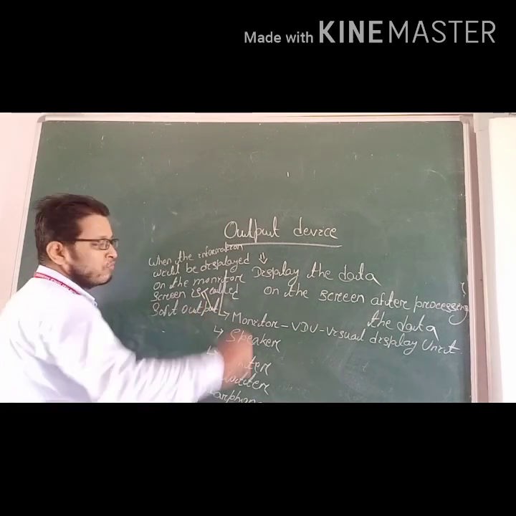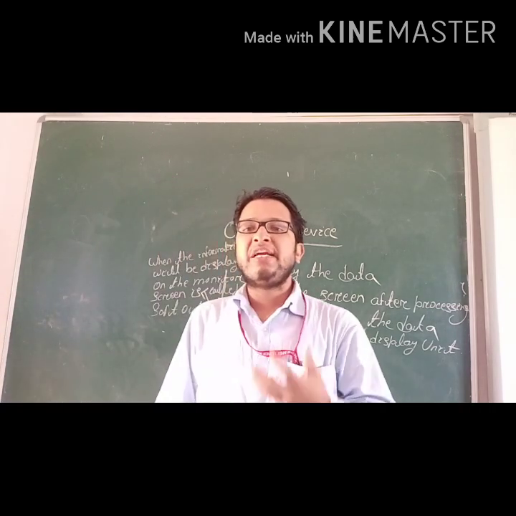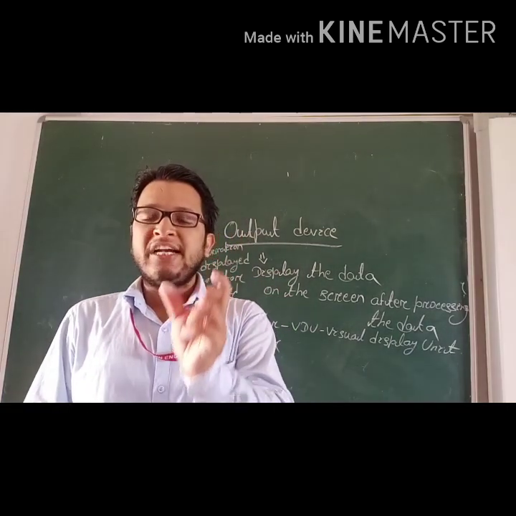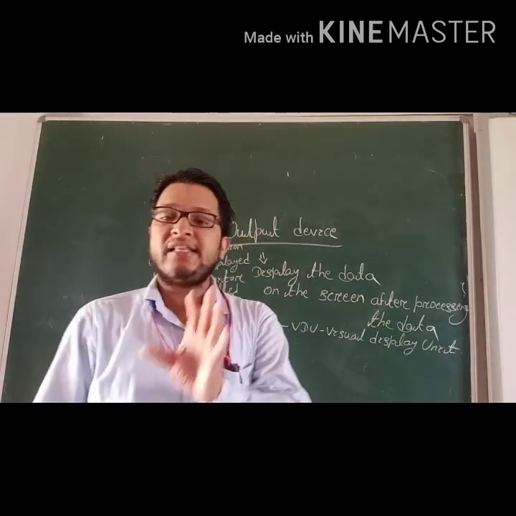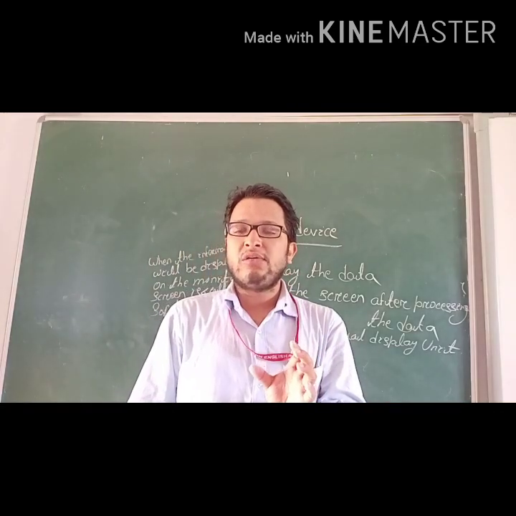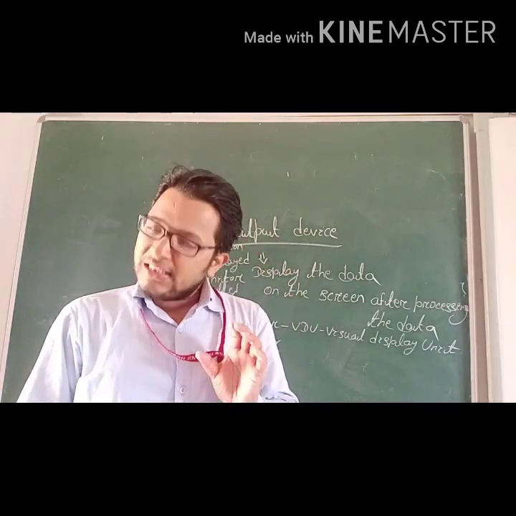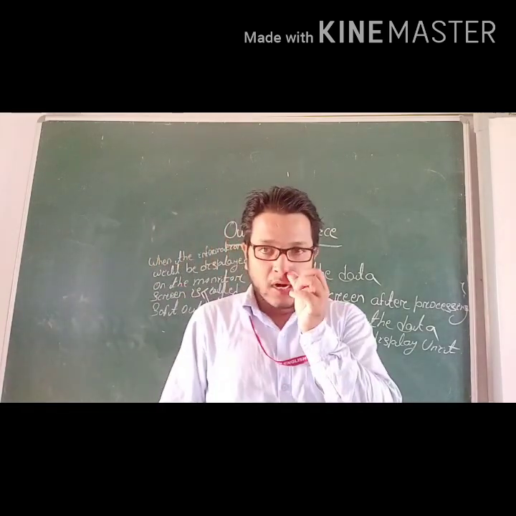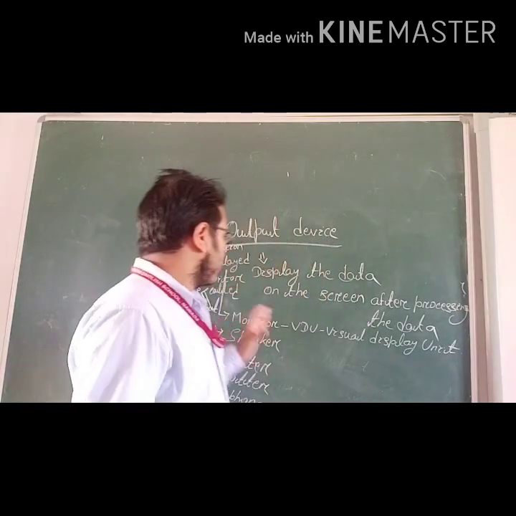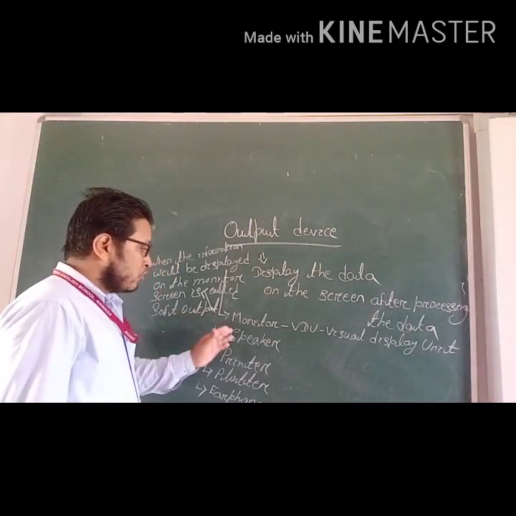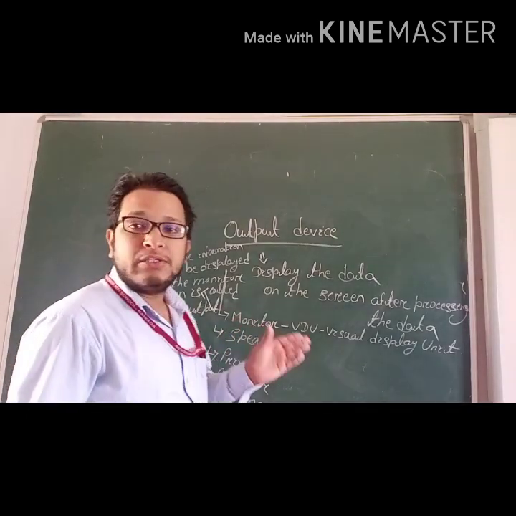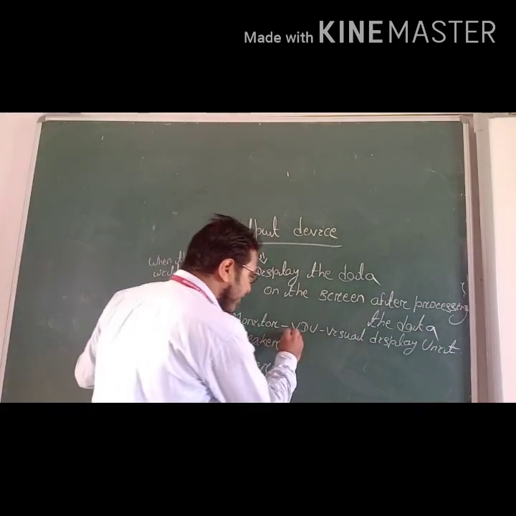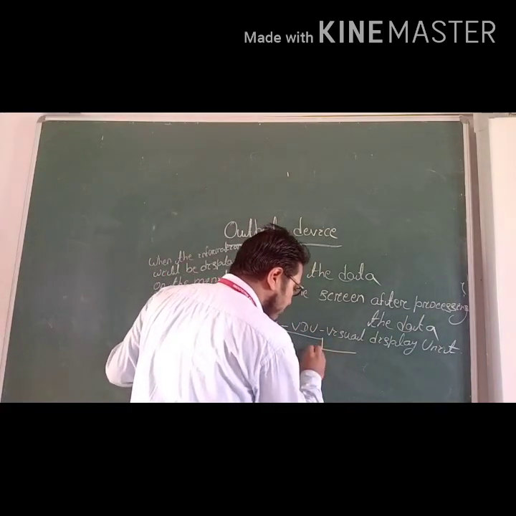Okay students, when the information is displayed on the monitor screen, that is called what? Soft output. Is that clear? Remember what we mean by soft output and what we mean by hard output. Okay students, the monitor is also called a visual display unit, and the monitor is categorically divided into three types.